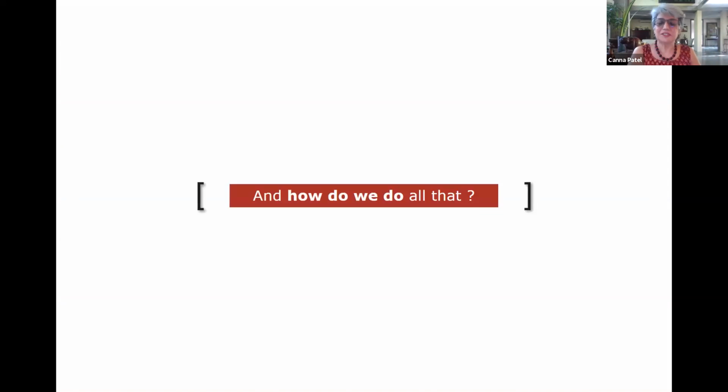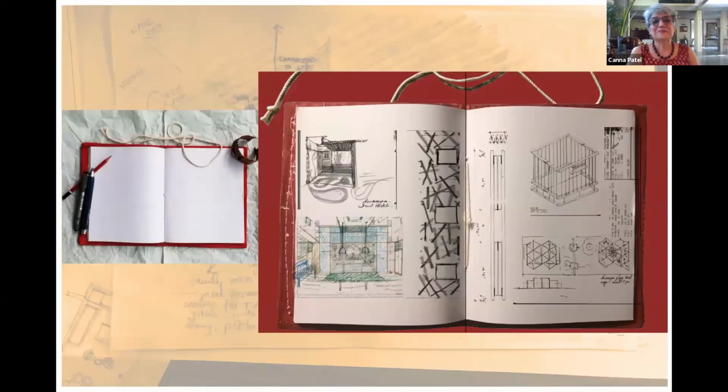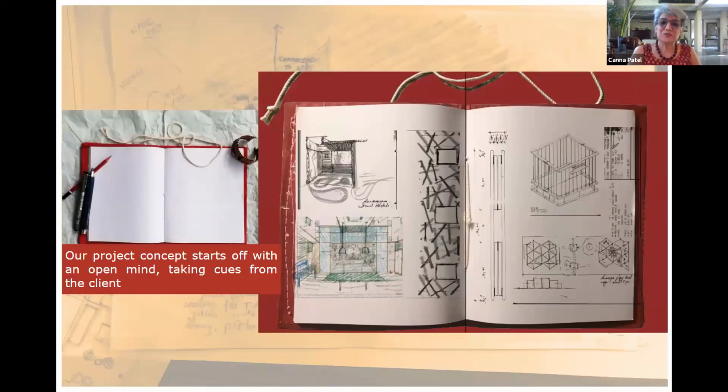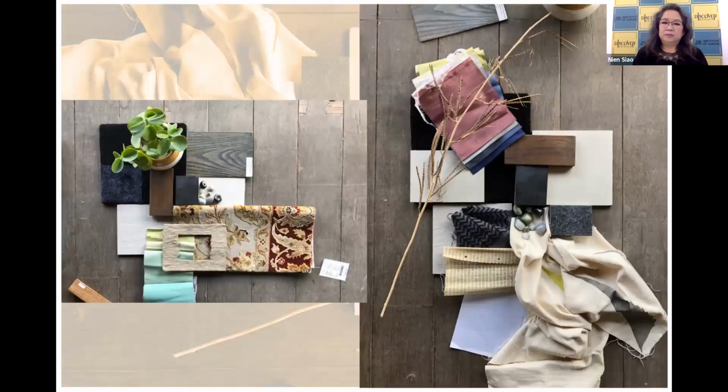Now, how do we do it? I've just shared with you what we do, but how do we go about doing it? So it's about the usual. You take cues from the client. You discuss what they want again. A lot of sketches, doodling, thinking it through, sharing it with your team.